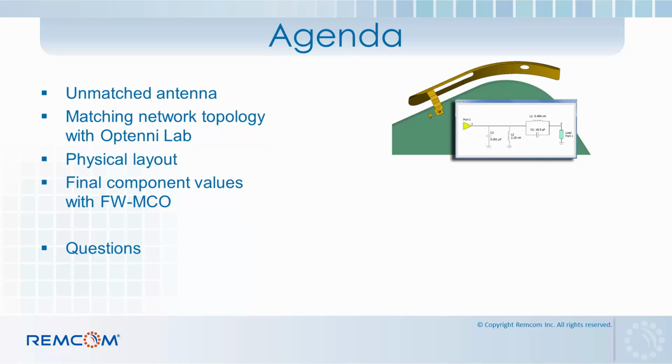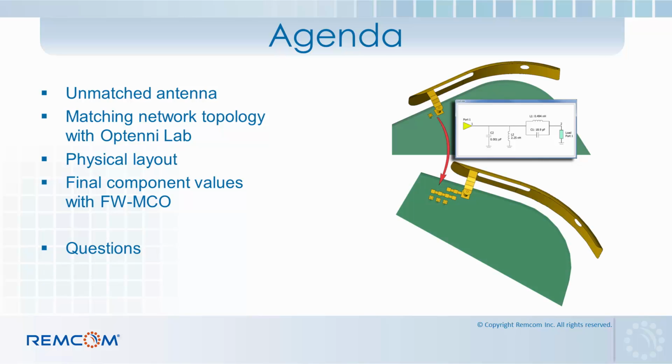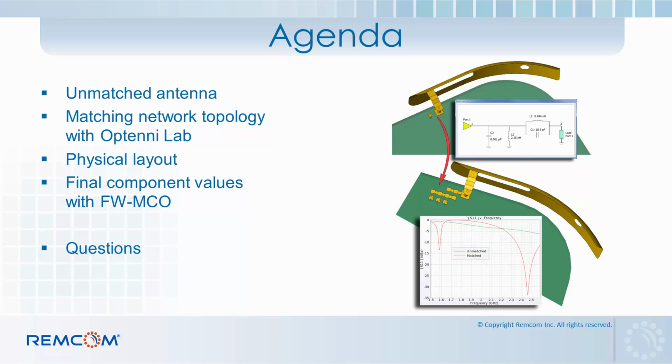Once we have the topology, we're then going to move on to the physical layout, and here's where we actually physically lay it out on the board with copper traces and connect it into the antenna. The final step is where we're going to determine the final component values. So we want to know what are the specific values for the inductors and the capacitors that provide the match that we're interested in. And here we're going to be looking at a dual band antenna. So we're going to be looking at the GPS band in the lower band, and then the higher band is going to be the Bluetooth band.